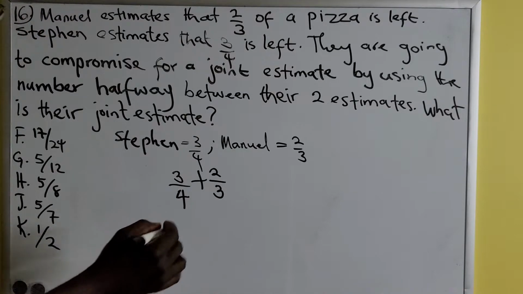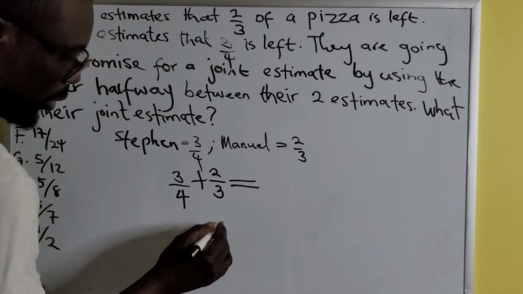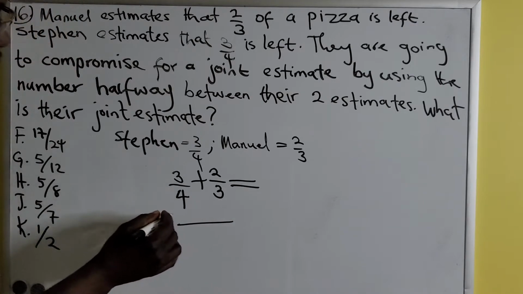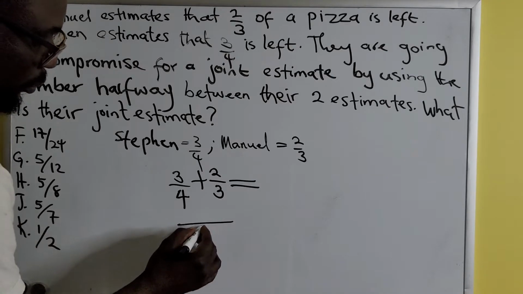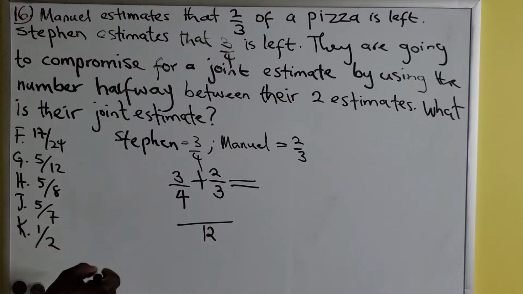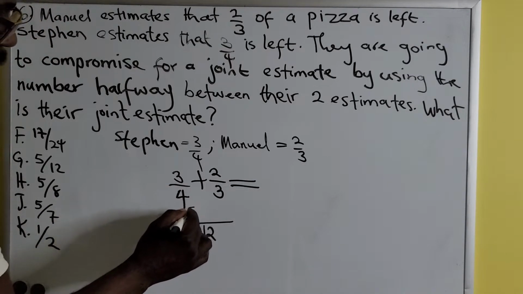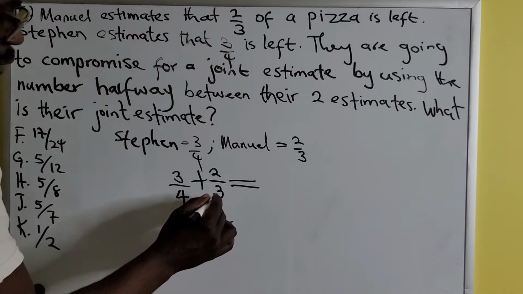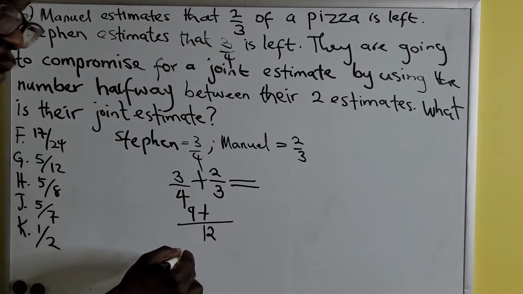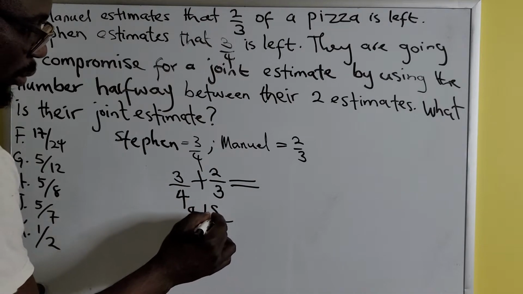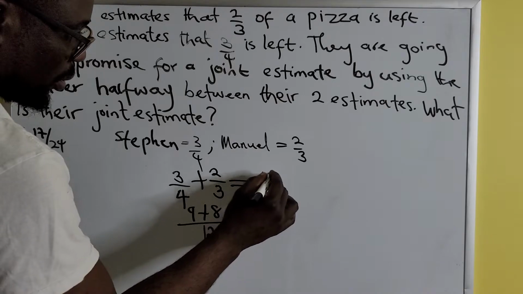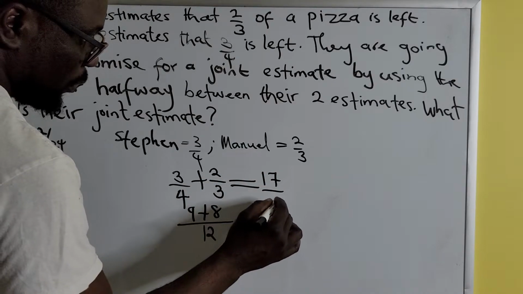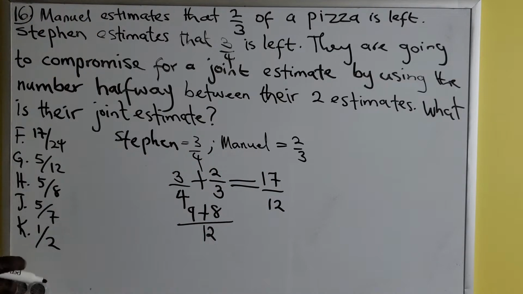If you remember what I said earlier, it's going to give you 12 as your common denominator. 12 divided by 4 is 3. 3 times 3 is 9. Plus 12 divided by 3 is 4. 4 times 2 is 8. So if you add this together, you have 17 divided by 12. That is their joint estimate.